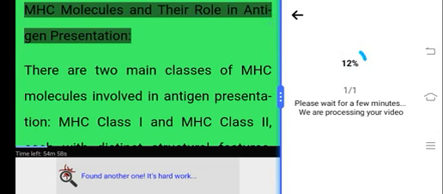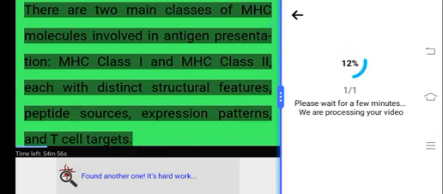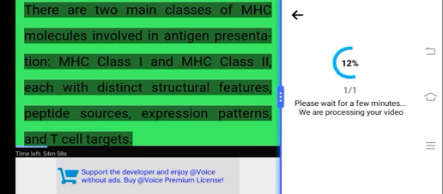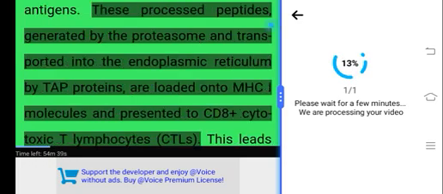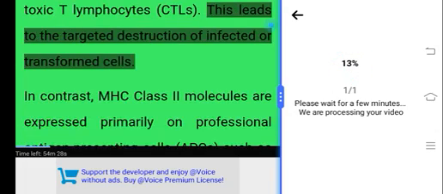MHC molecules and their role in antigen presentation. There are two main classes of MHC molecules involved in antigen presentation, MHC class I and MHC class II, each with distinct structural features, peptide sources, expression patterns, and T cell targets. MHC class I molecules are expressed on all nucleated cells and present endogenous antigens, typically derived from intracellular pathogens like viruses or altered self proteins such as tumor antigens. These processed peptides, generated by the proteasome and transported into the endoplasmic reticulum by TAP proteins, are loaded onto MHC I molecules and presented to CD8+ cytotoxic T lymphocytes, CTLs. This leads to the targeted destruction of infected or transformed cells.